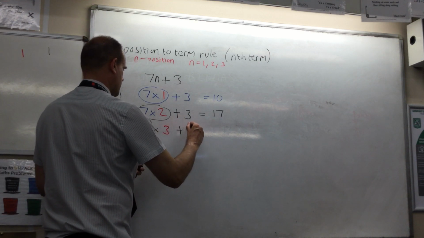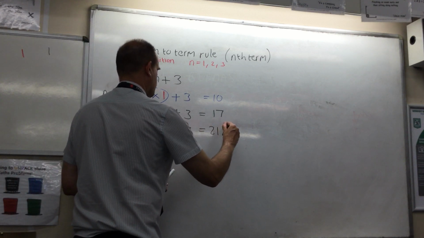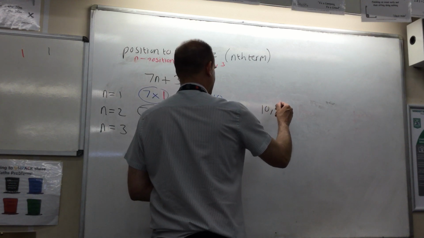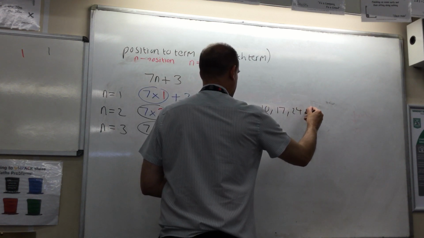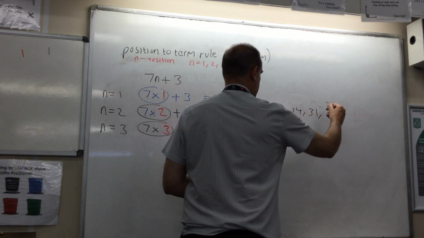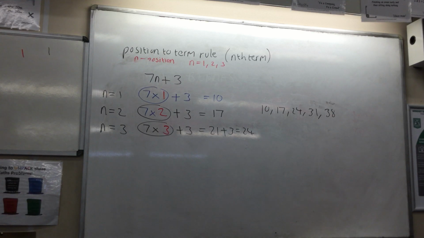Okay, do that bit first. 7 3s are 21. Add on 3 gives you 24. And we're starting to generate the sequence, which is going 10, 17, 24. And notice it's going up in 7s, so add 7 on that, 31. Add 7 on that, 38, etc. And that's that there. Now, how do you generate that formula?